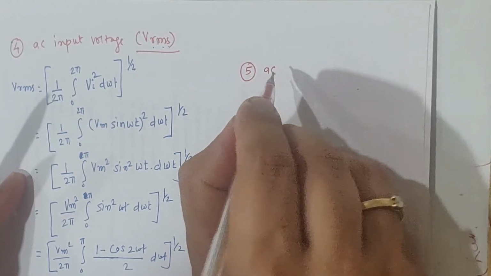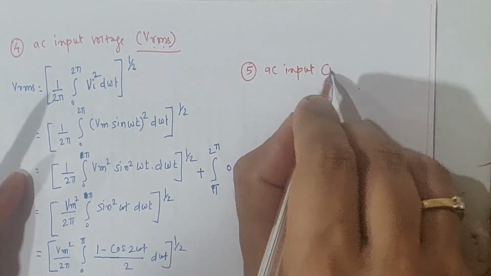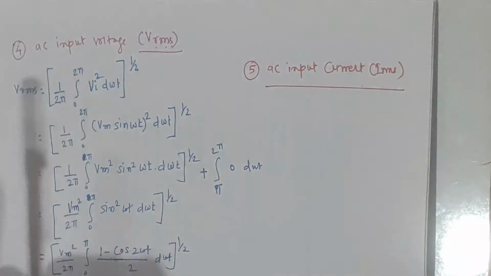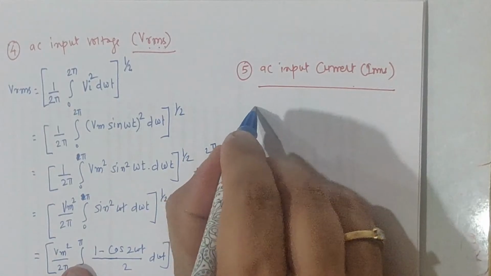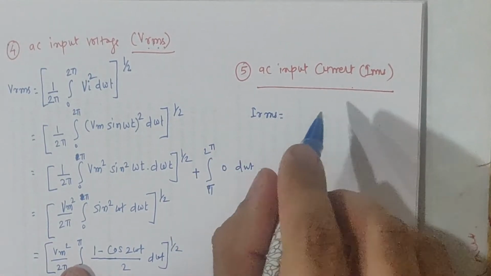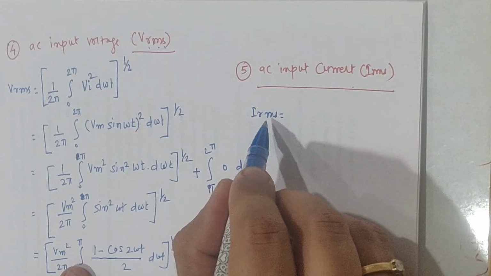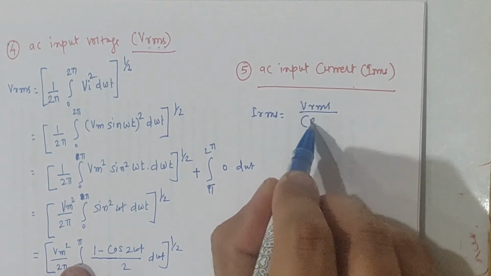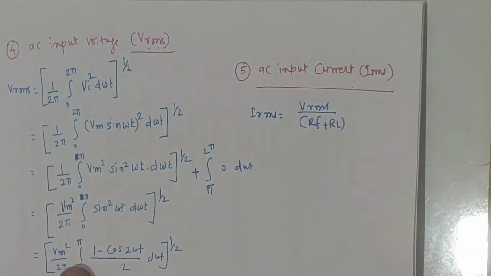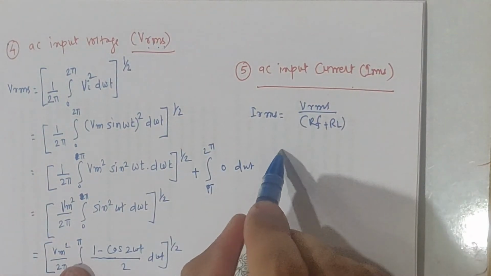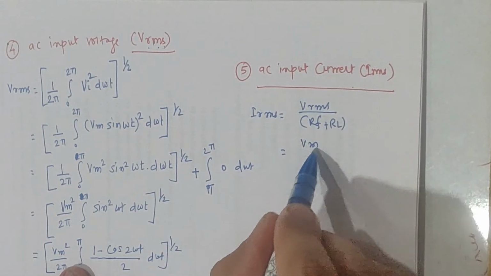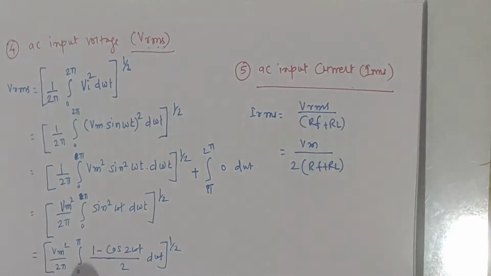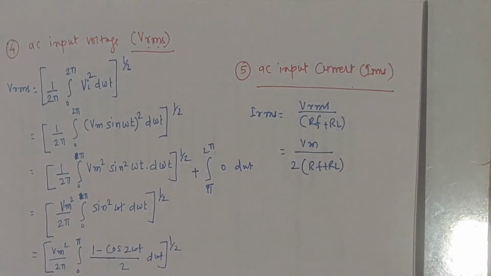So I'll be writing AC input current, IRMS. Let us calculate that. Now IRMS is equal to V by R, since V is equal to IR. So it is VRMS upon RF plus RL. Okay. Now what is VRMS? It is Vm by 2. So IRMS is equal to Vm by 2 into RF plus RL.